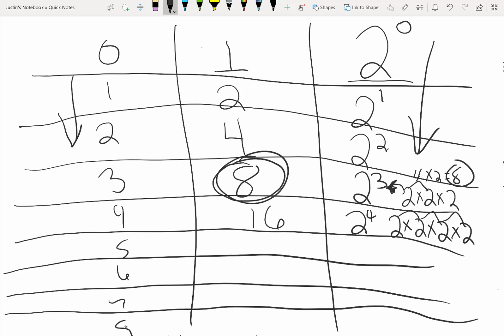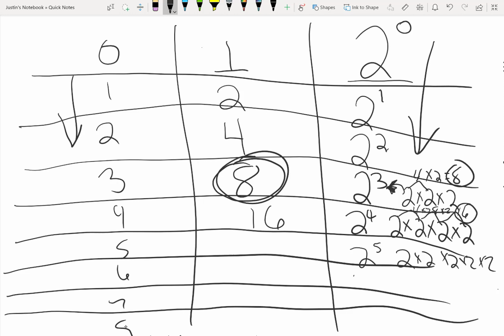And that's all you have to do. 2 times 2 is 4. 4 times 2 is 8. 8 times 2 is 16. You just follow along. So the next one, 2 to the 5th power, you do 2 times 2 times 2 times 2 times 2. You do it 5 times.